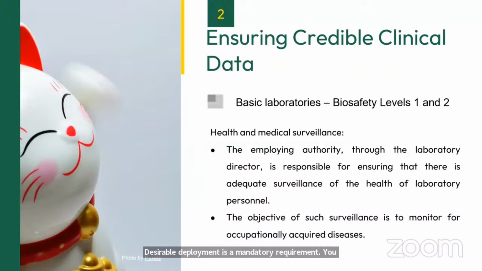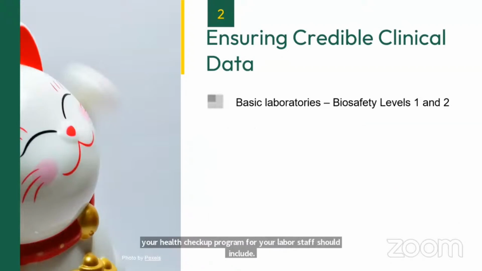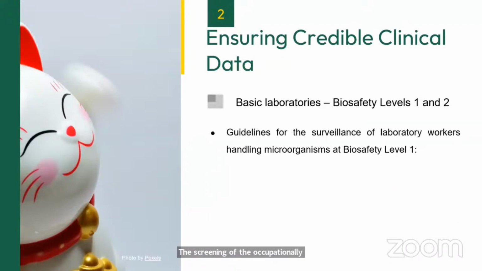The objective of such surveillance is to monitor for occupationally acquired diseases. And what type of surveillance or testing will be done? Not something routine like urea and creatinine, where for namesake you have performed some health checkups. There should be appropriate surveillance to monitor for occupationally acquired diseases. So your health checkup program for your laboratory staff should include screening for occupationally acquired diseases, whichever is relevant in your working areas.